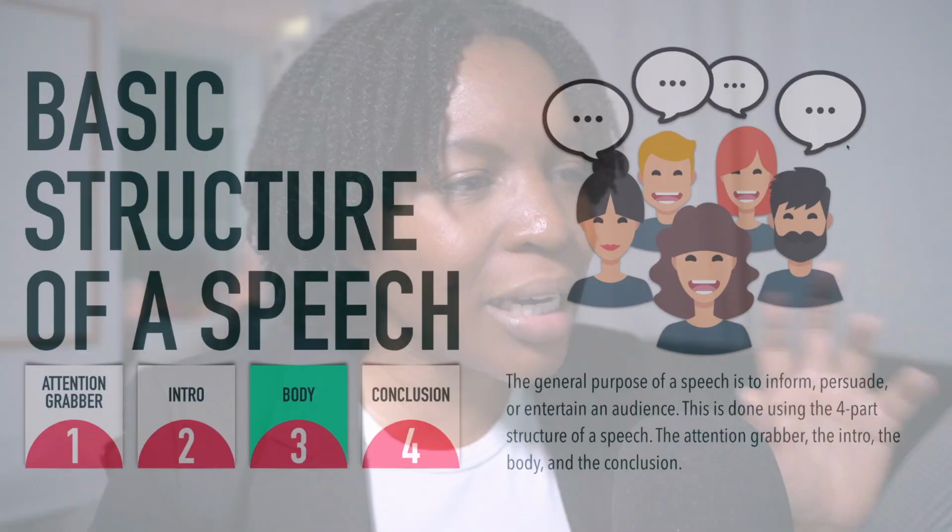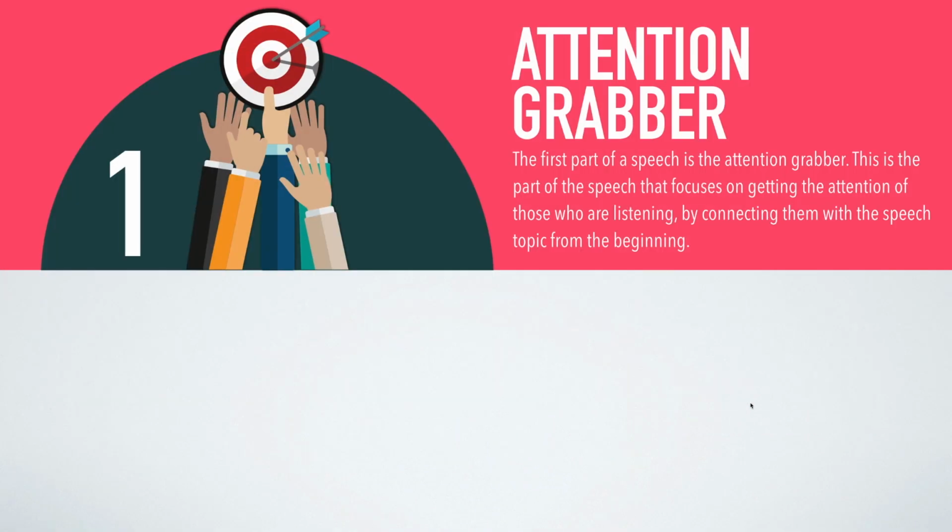Now, once you understand these 4 simple parts, man, I can guarantee that you're going to start giving amazing speeches in English. So let's start off with this attention grabber. What exactly is an attention grabber? Here we go. The first part of a speech is the attention grabber. This is the part of the speech that focuses on getting the attention of those who are listening by connecting them with the speech topic from the beginning.